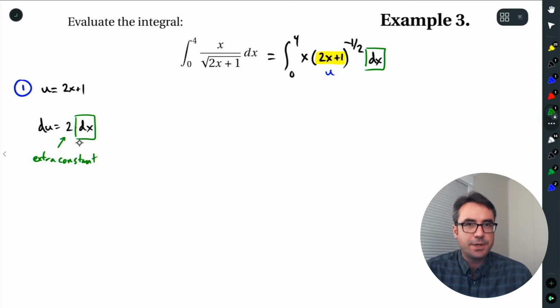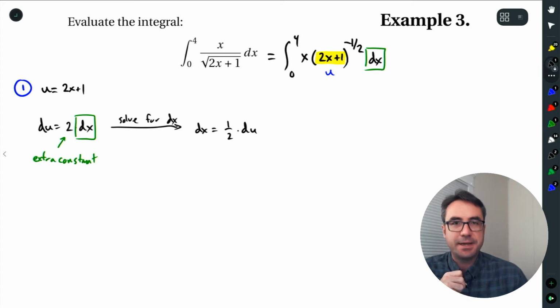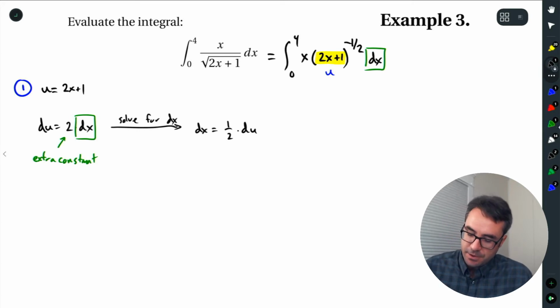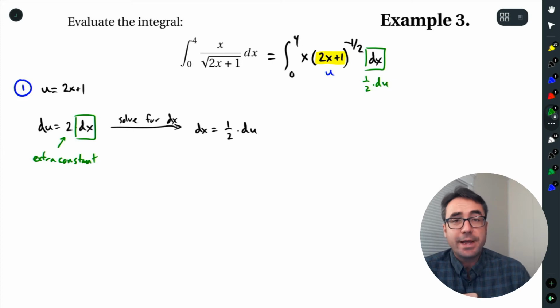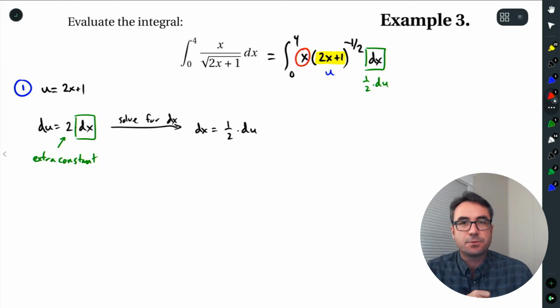We can solve this equation for dx, and that's what we're going to do. So we're going to solve this for what we have, dx. So divide both sides by 2, we get dx is equal to 1/2 times du. So this differential dx here at the end, we're going to be able to switch that over to 1/2 times du. So the question then is, what are we going to do about this x right here?